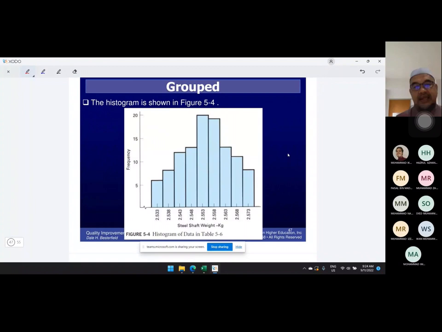Of course, if we have software, then we can ask the software to approximate this using a normal curve. The software can also calculate for you the normality value, whether or not this can be approximated with a normal curve. There are some statistics that software can calculate for us to assume safely that this measurement of steel shaft weights can be modeled or assumed to be normally distributed.